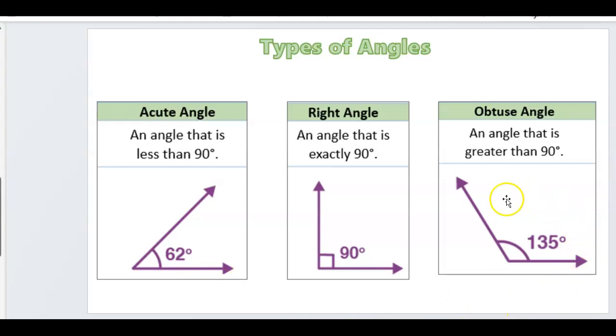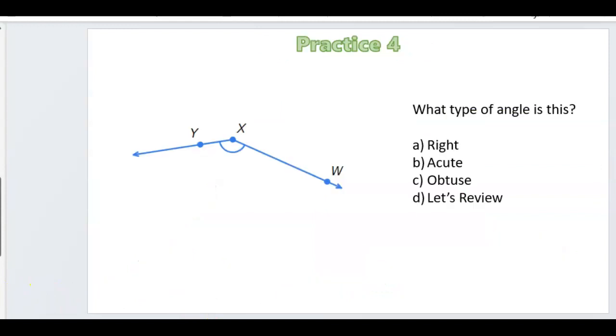And angles that are larger than 90 degrees we call obtuse. So being able to classify in those 3 ways, let's try one quick practice for that. So what type of angle is this?